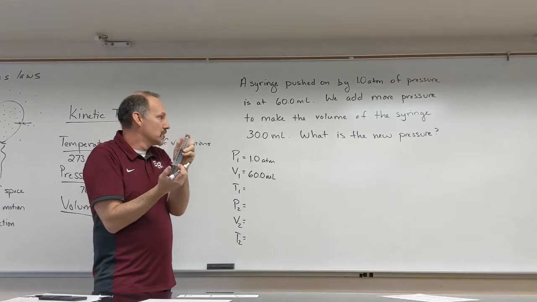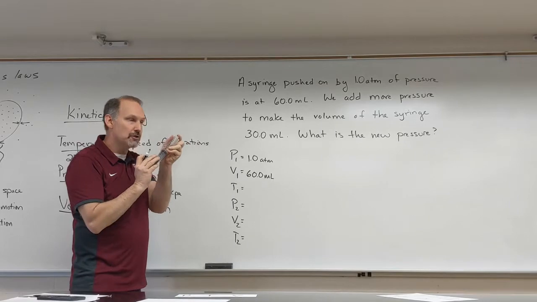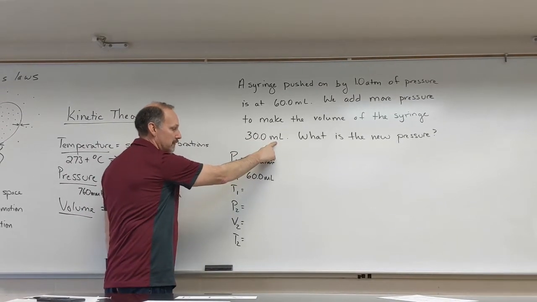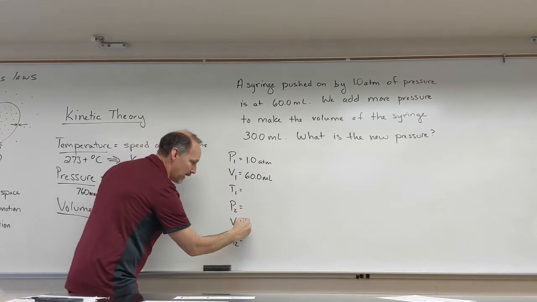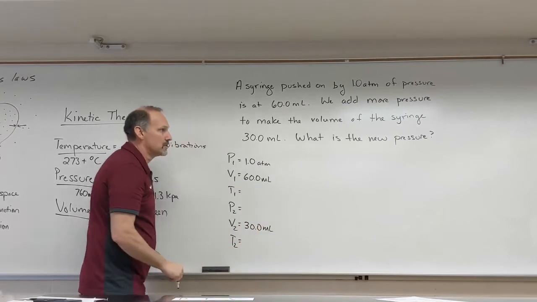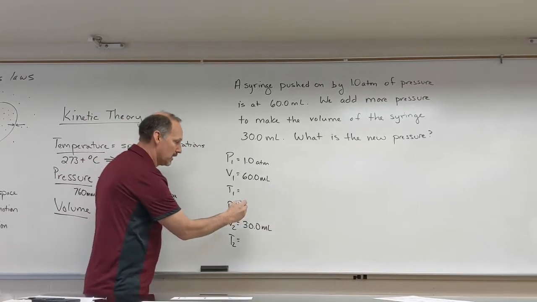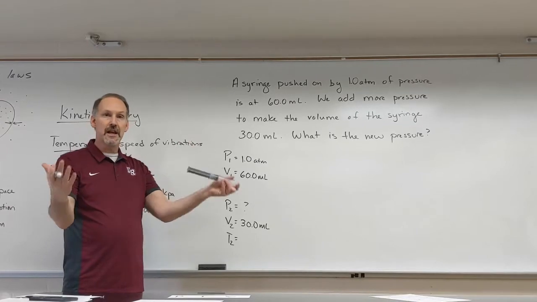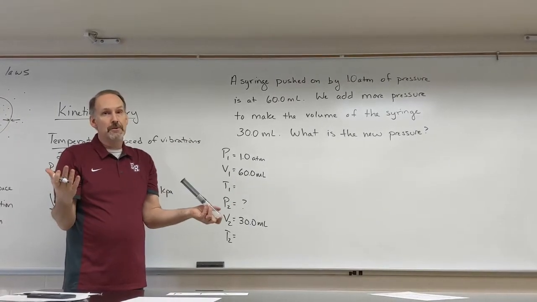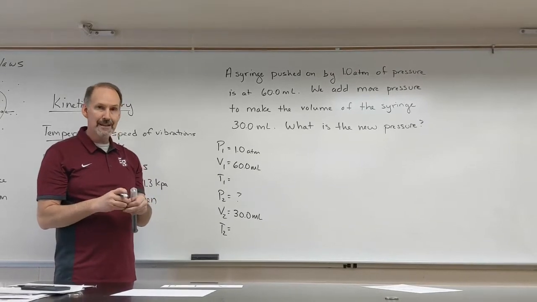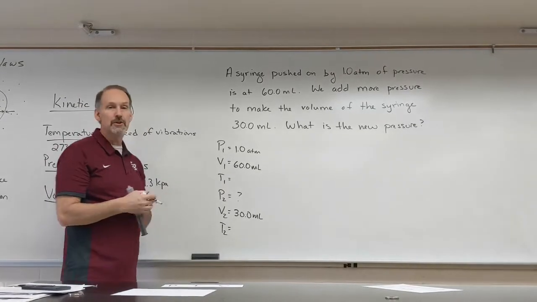So the question is this: if I push the syringe down to 30 milliliters, that's another measurement of volume, so we're going to put that in the V2 spot. The question is, what is the new pressure? So I put a question mark there. And as you note, we're in the same room, we didn't change the temperature, so that means the temperature remains constant. So if the temperature remains constant, then it's not going to be used in our formula.